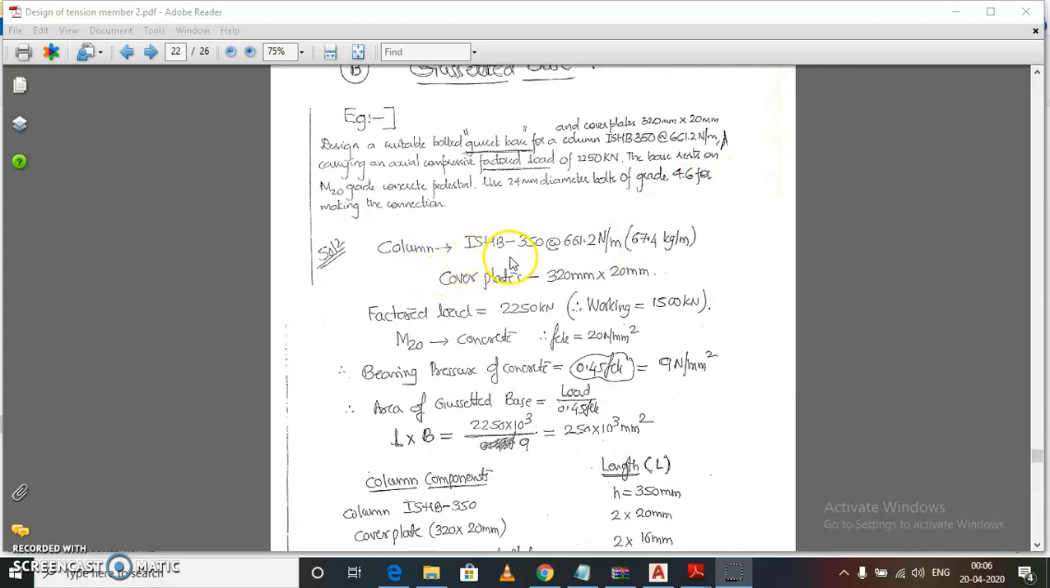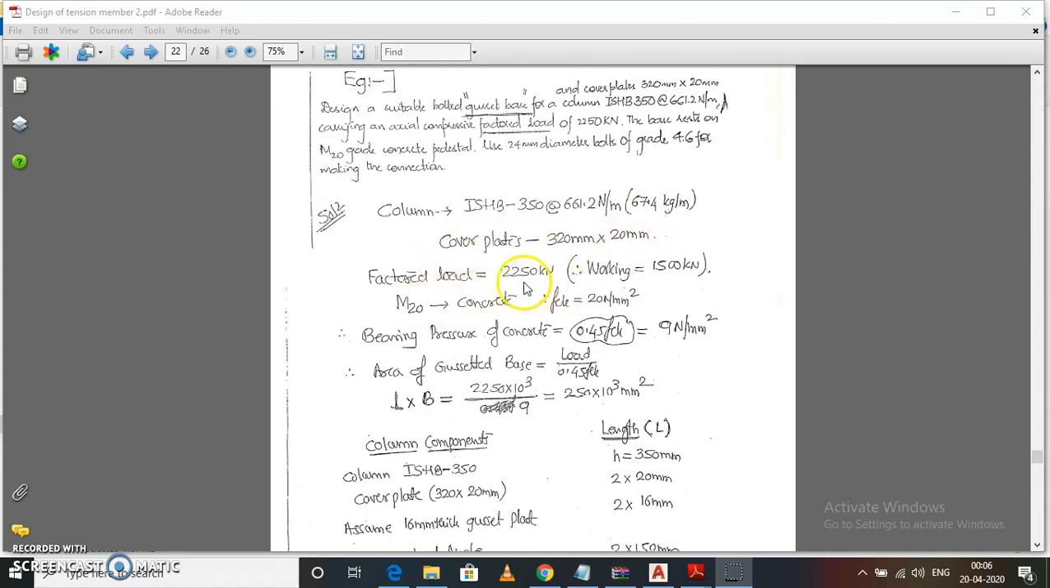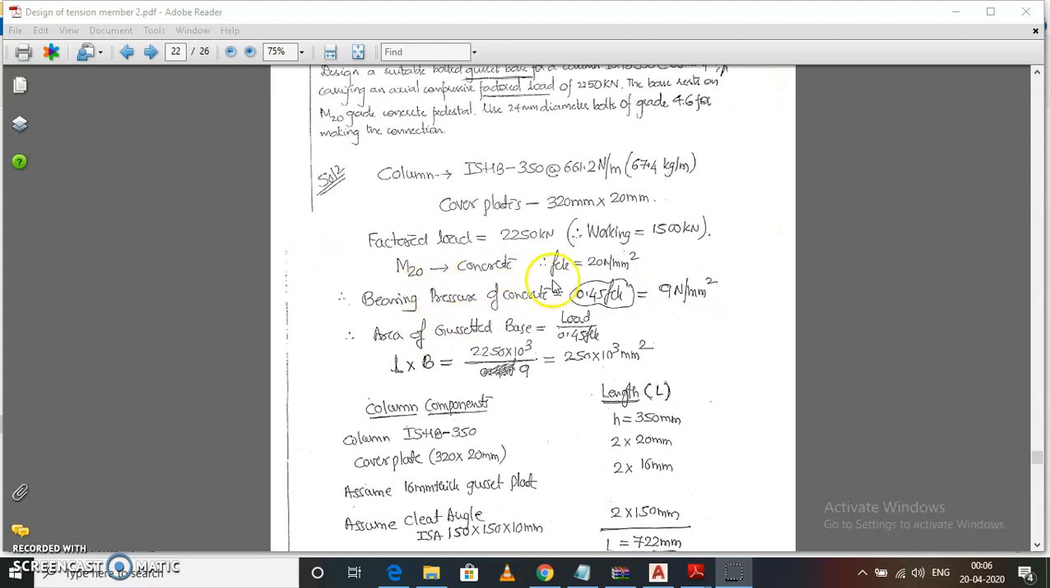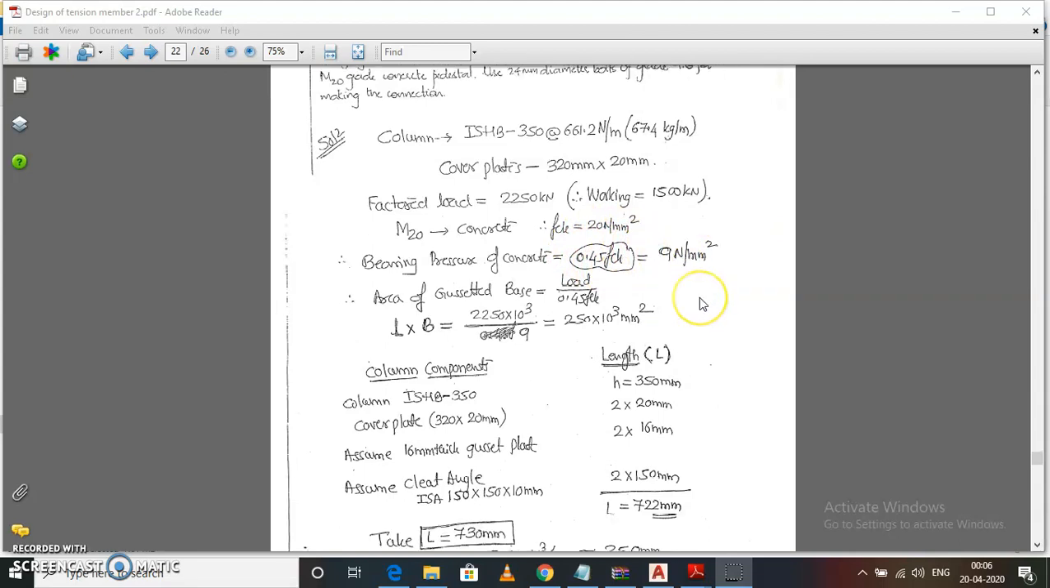So column section is ISHB 350 at 661.2 Newton per meter. Cover plates 320 by 20 mm. Factored load is 2250 kilonewton. So working load works out to be 1500 kilonewton. M20 concrete, fck is 20 Newton per mm square. That means the bearing pressure of the concrete is 0.45 fck. As I told, here they have not mentioned it, so we have to take the standard bearing pressure of the concrete as 0.45 fck. That works out to be 9 Newton per mm square.